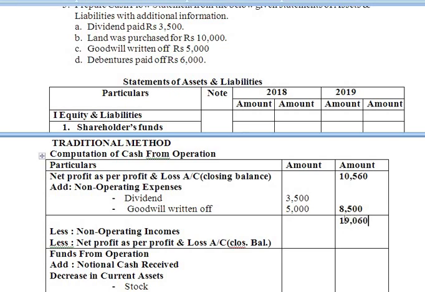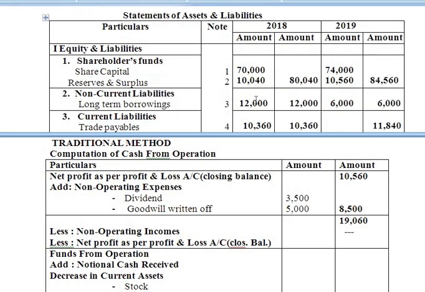19,060 rupees, and from this we have to deduct non-operating incomes, but in the problem we don't have any non-operating incomes, so leave that and take now net profit as per profit and loss account, opening balance. Okay, see here the opening balance is 10,040 rupees. Deduct this 10,040 rupees from 19,060 and the balance is cash from operations.